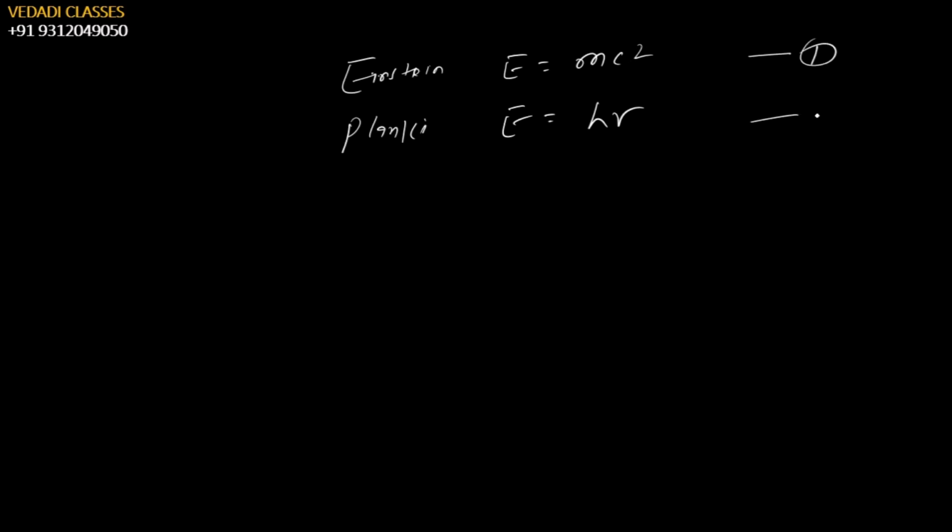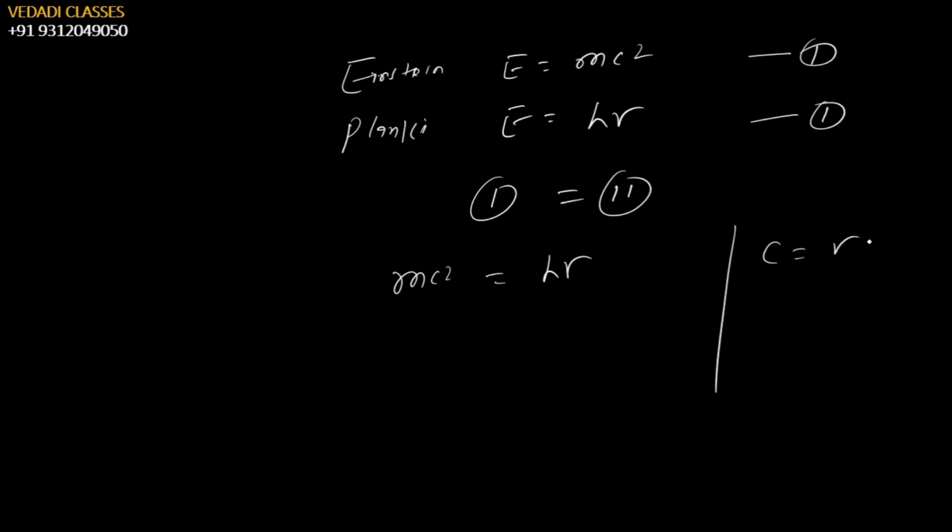What is the mathematical relation? So he said, according to Einstein, what did Einstein tell? Einstein gave the concept of the relativity law. Einstein told that E is equal to mc square. Planck's quantum theory told that E is equal to h nu. He said both are energy, so equation 1 is equal to equation 2. So you can write here mc square is equal to h nu.